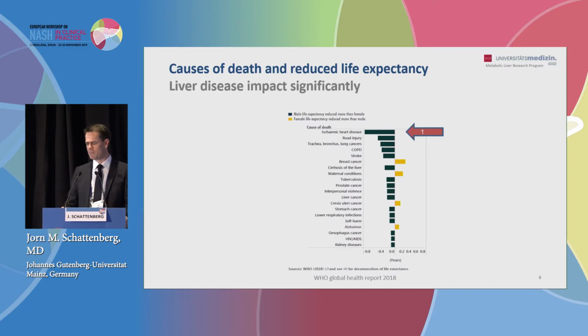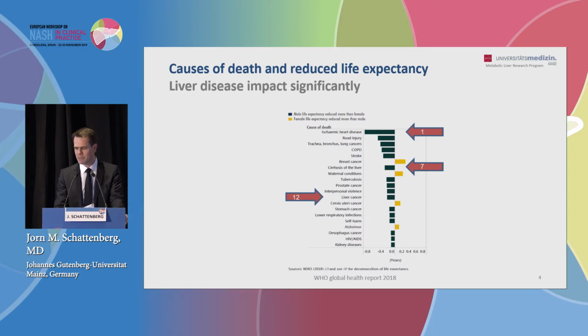If we look at this graph, which comes out of the WHO Global Health Report 2018, you see why, at a global level, patients are losing lifetime and dying. Reason number one is ischemic heart disease. So it's right up there. It's one of the most common causes of death, and that's something that also happens to patients with NAFLD. But if you look down the line, you'll see that cirrhosis of the liver and also liver cancer are emerging on this list.